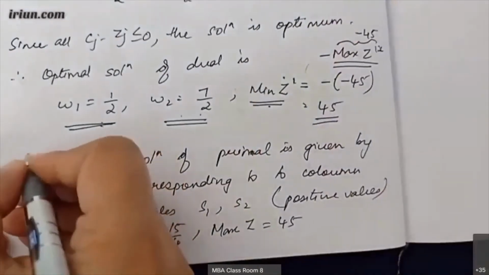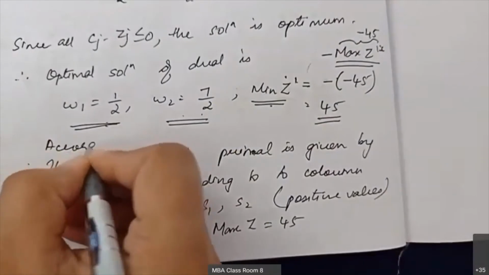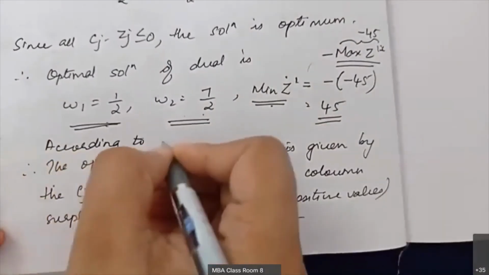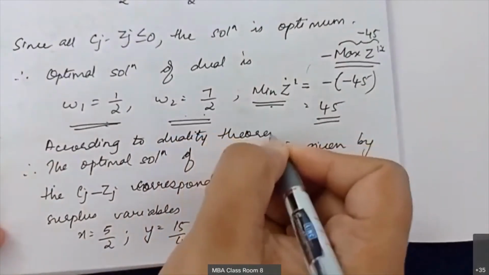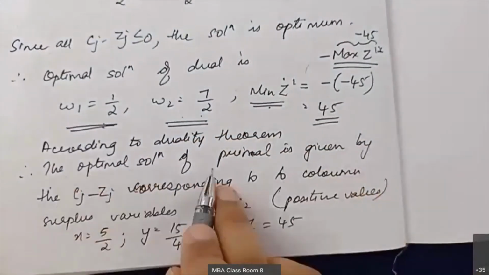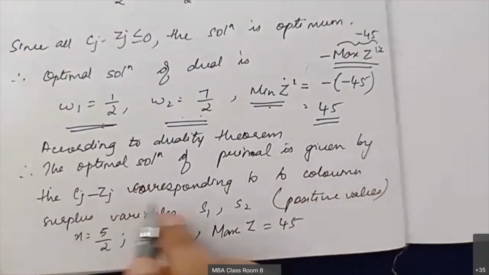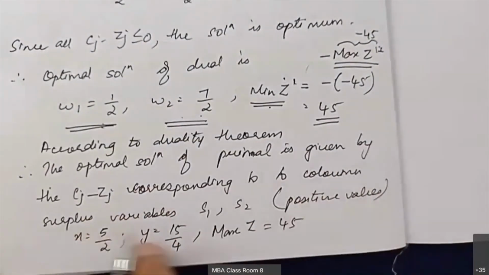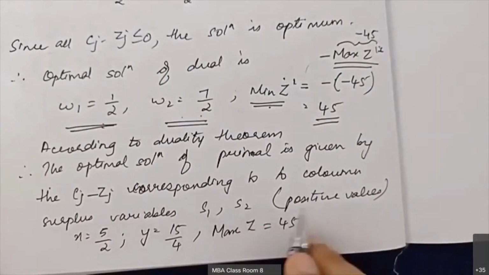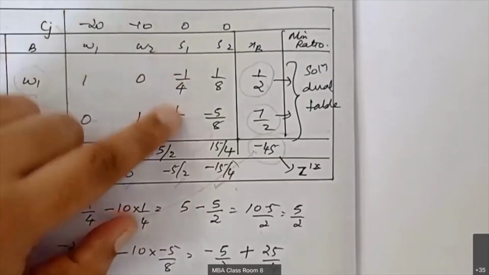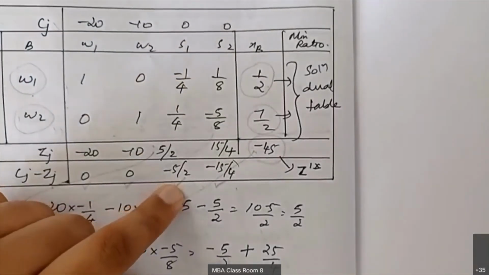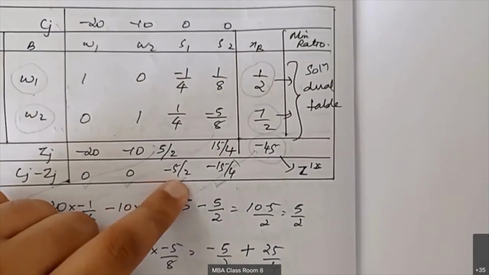So at the end I have written, according to the duality theorem, the optimal solution of the primal is given by Cj minus Zj corresponding to the column of surplus variables S1 and S2. You have to take only the positive values. So what are the positive values? Here we have S1, so this is the value corresponding to X1. Don't take minus, take only positive 5 by 2.